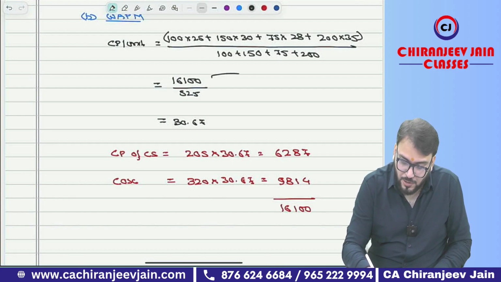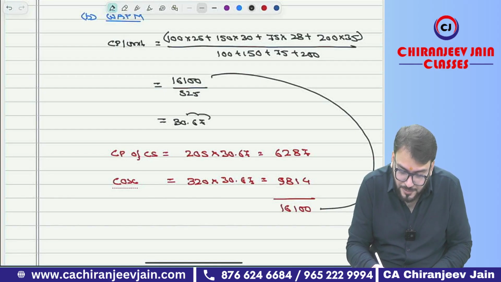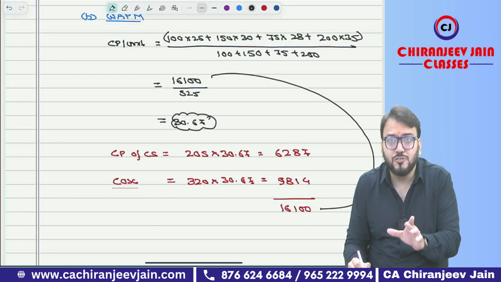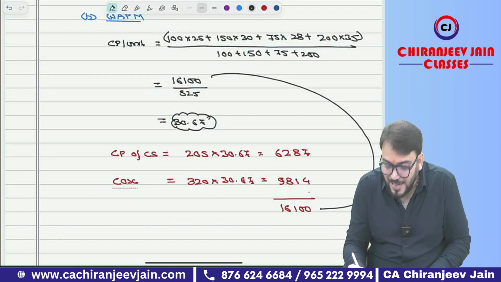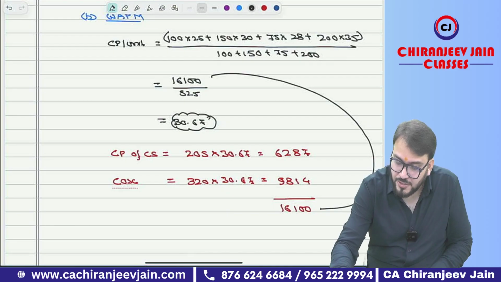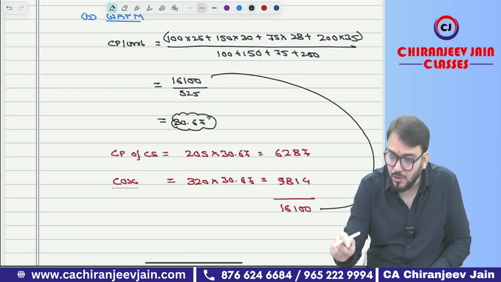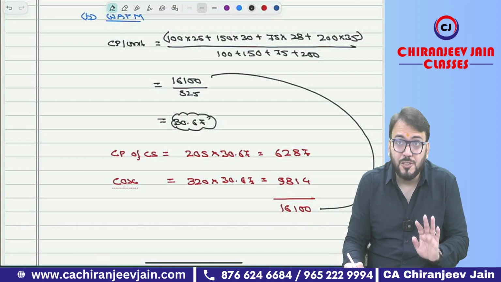The total should be equal to this. So there will be some rounding difference. Why? Because we have done rounding off here. Because of that reason there will be some approximation difference. What you can do? You just add the amounts, means 6287 plus 9814 is equal to what? It is 16,101. So 1 rupee more is there.